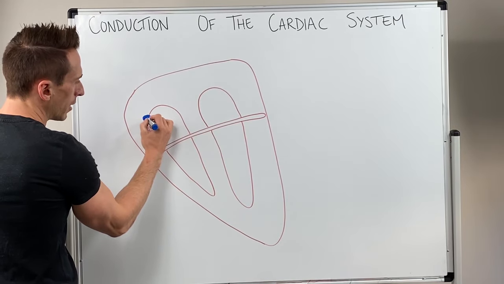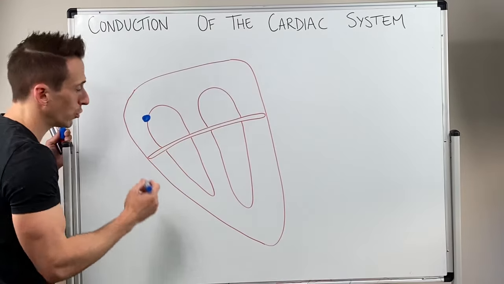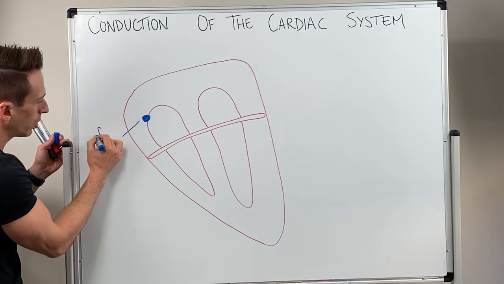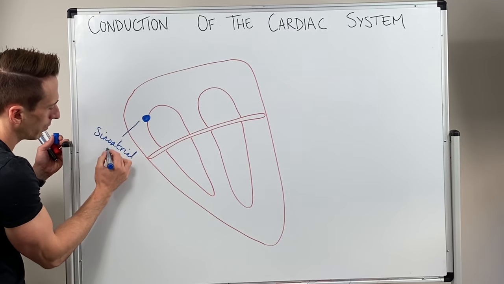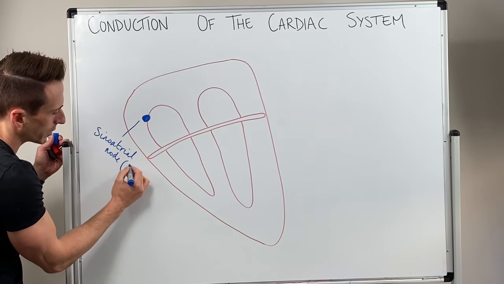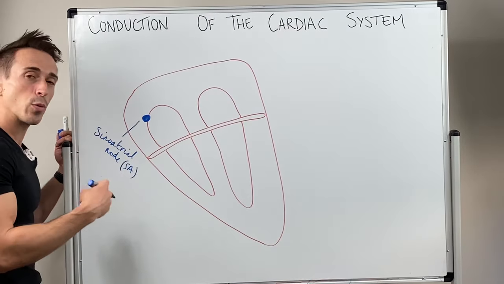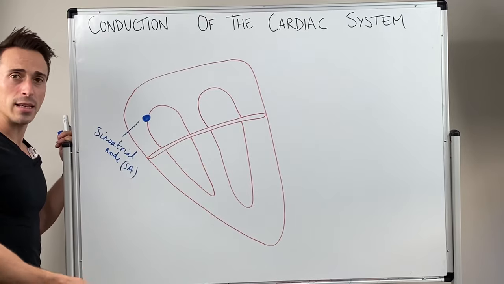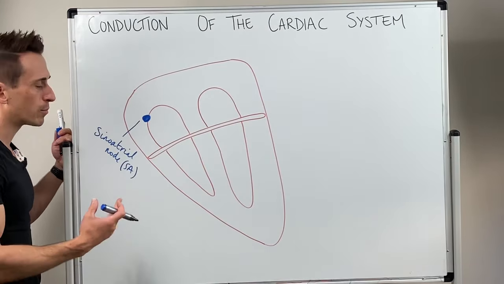This area at the atria is a specialized type of tissue that we call the sinoatrial node, also known as the SA node. Sino is referring to sinus. It sets what we call the sinus rhythm. This is the pacemaker of the heart, which sets the rhythm at about 60 to 100 beats per minute.